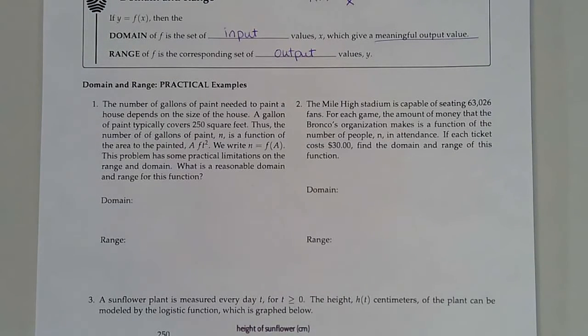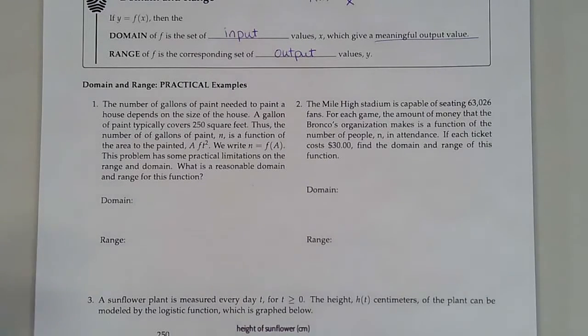This problem has some practical limitations on the domain and range. What would be a reasonable domain and range for this function? So let's start with the domain. Our input, or our independent variable here, is the area of the room or the area of the house that needs to be painted. So what numbers would seem reasonable?